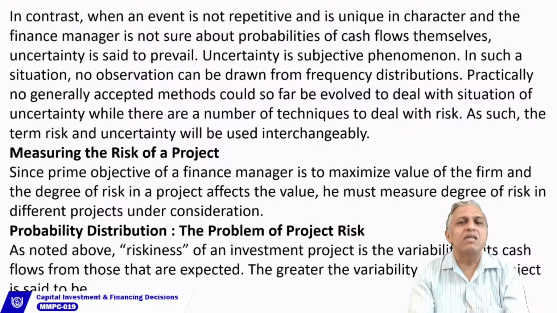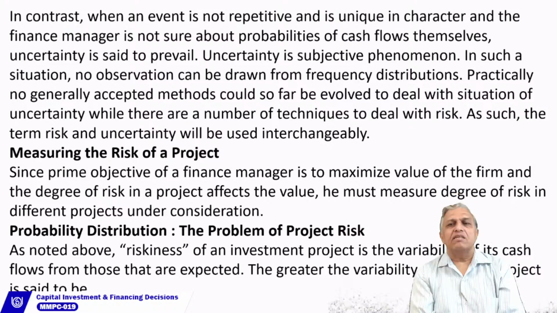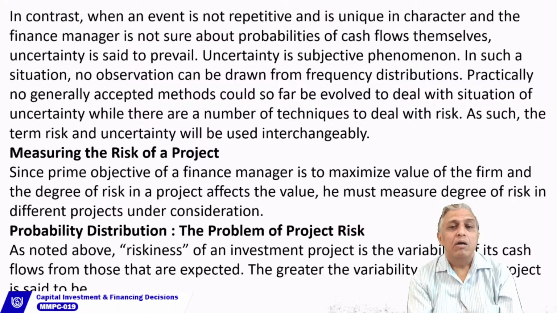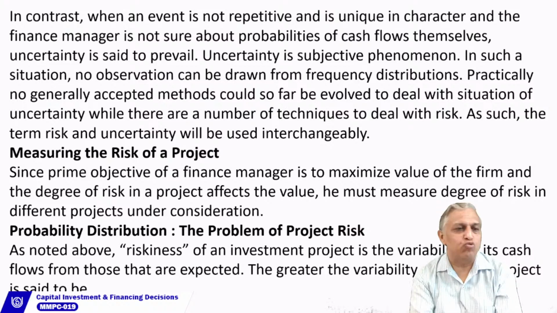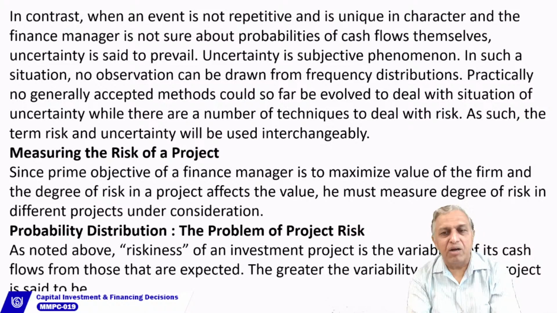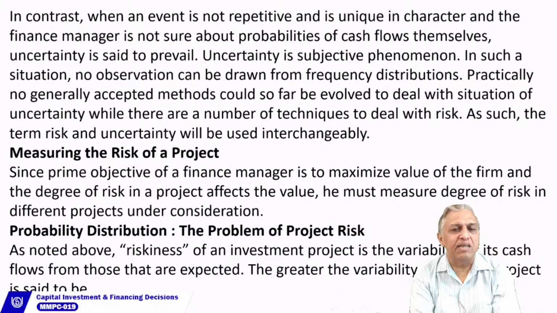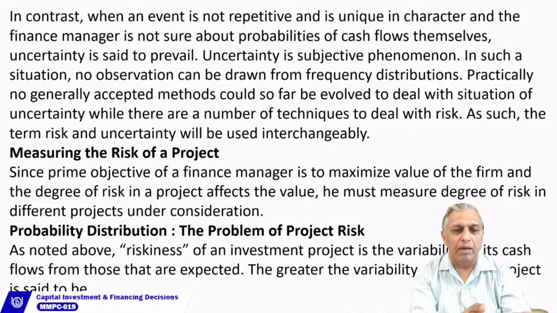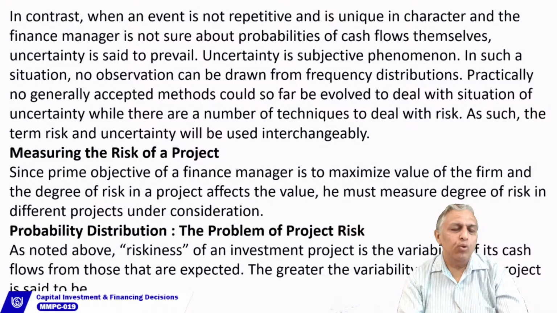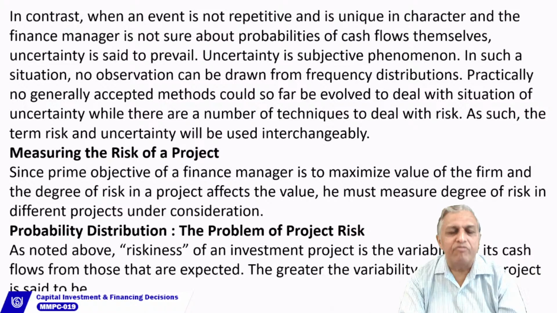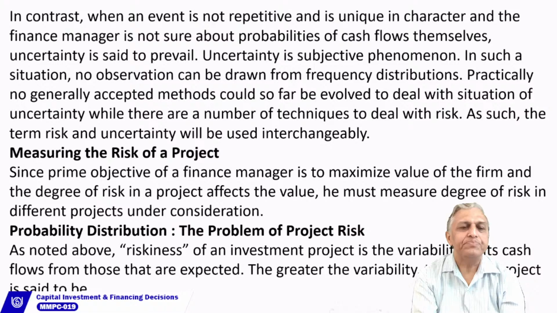Earlier we were thinking about the risk part. Uncertainty is a subjective phenomenon. In such a situation, no observation can be drawn from a frequency distribution. Practically no generally accepted methods have so far been evolved to deal with the situation of uncertainty, while there are a number of techniques to deal with risk. As such, the terms risk and uncertainty will be used interchangeably. Sometimes the risk is also uncertain. So you try to understand the basics, the crux of it, and then wait for all those values and techniques that will be coming up. With that, we have understood the certain part, the risk part, and the uncertain part.